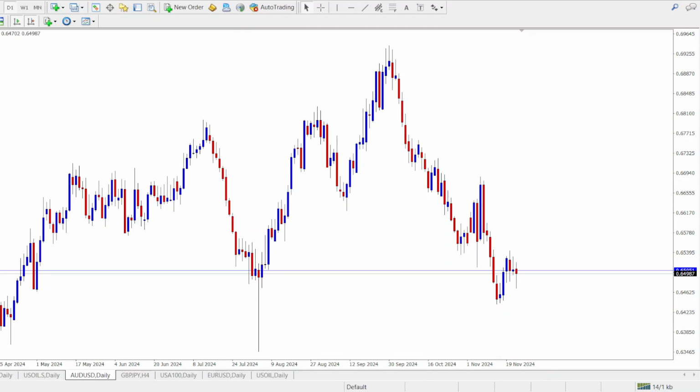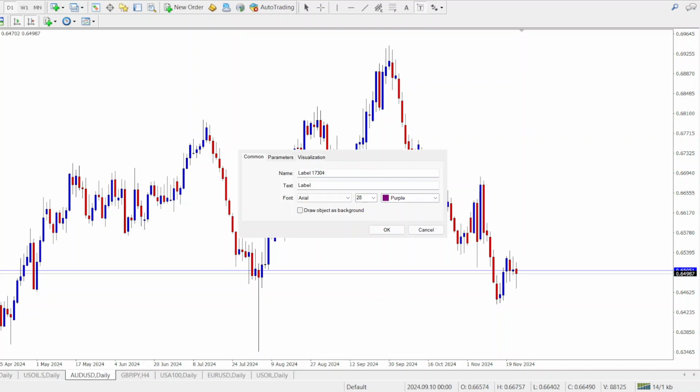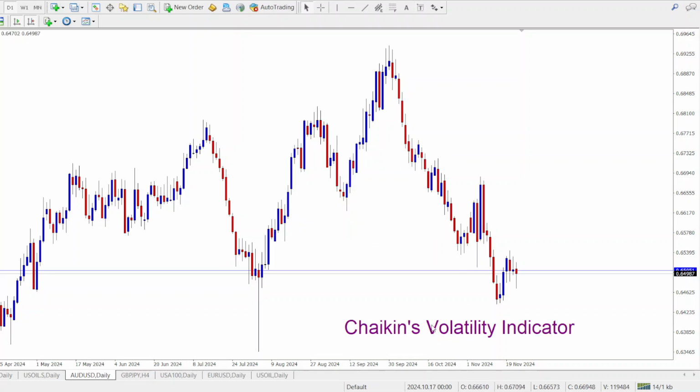In this particular video, we are going to be talking about the Chaikin's volatility indicator. For the purpose of clarity, I'm just going to be writing out the name of the indicator so that you can see it clearly. The Chaikin's volatility indicator is an indicator that measures the accumulation and distribution line of the MACD.